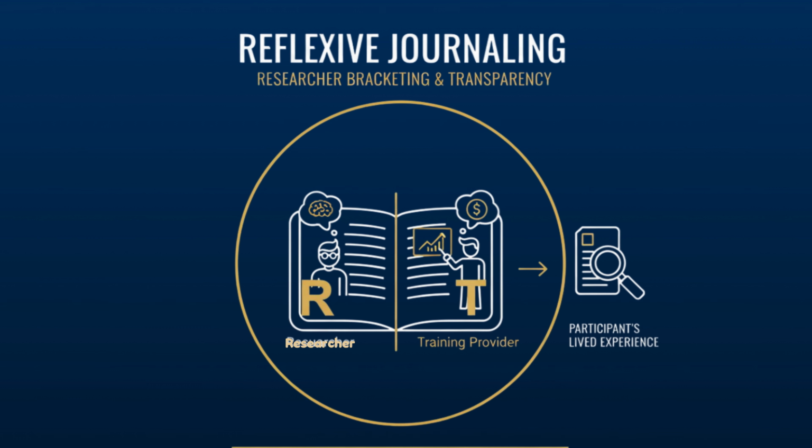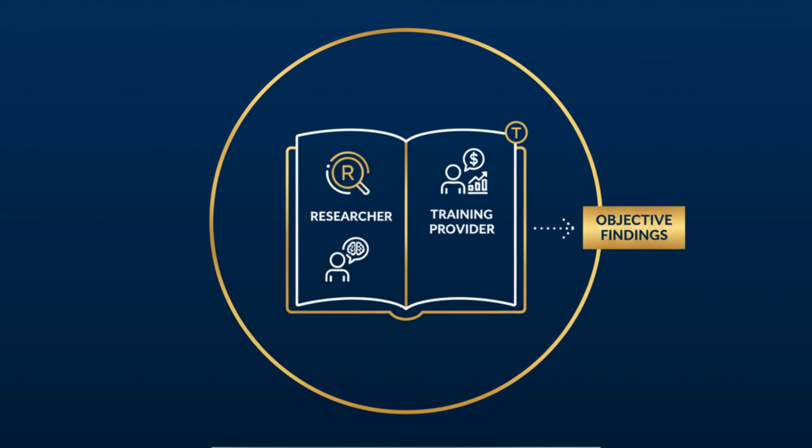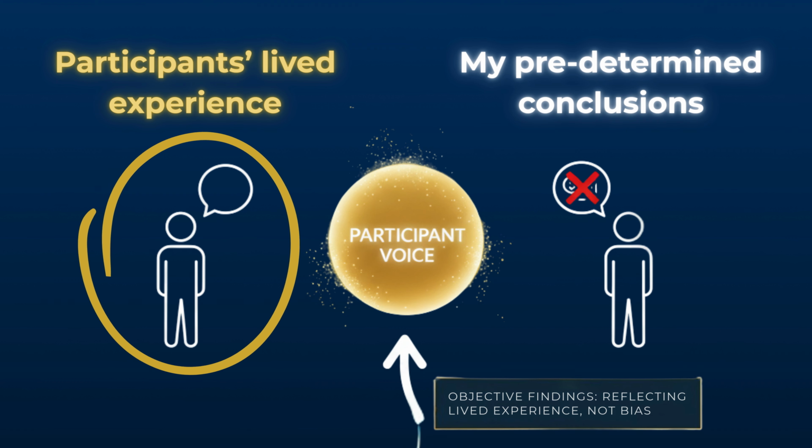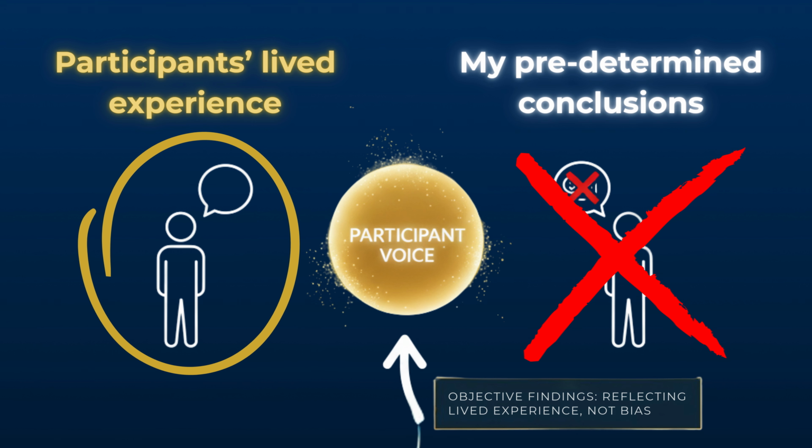Second, reflexive journaling for research bracketing. As the researcher, I'll maintain a reflexive journal to bracket my assumptions, acknowledging my dual role as both researcher and training provider, as recommended by Englander and Morley in 2023. This ensures findings reflect the participants' lived experience, not my predetermined conclusions that might benefit my company.